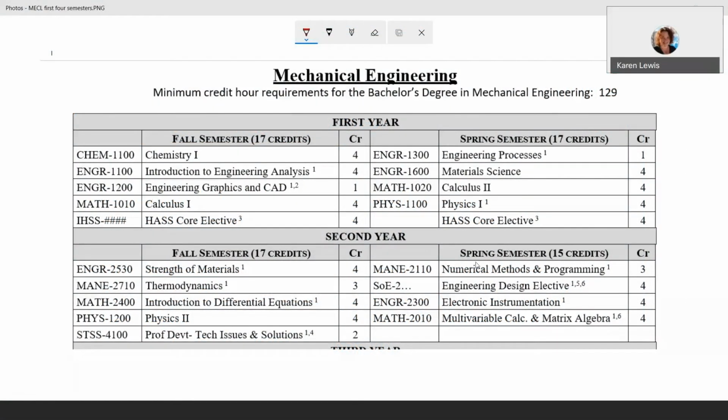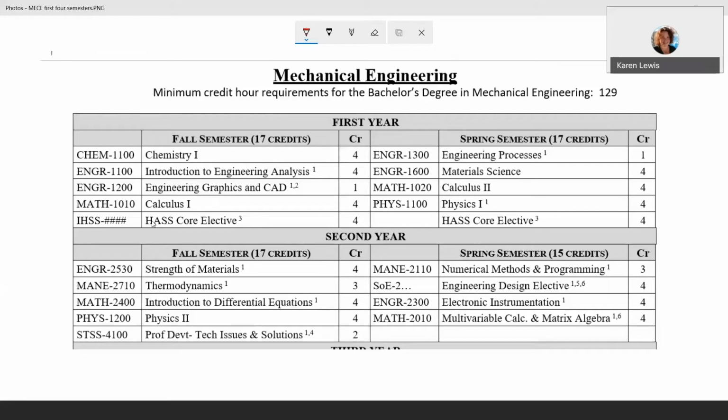Okay, so now it's time to take a deeper look at your mechanical engineering template to determine what classes you should take this fall. So let's start by jumping right into the first semester. Within the first fall semester, you will find a science class, you'll find an engineering class, you'll find a 1 credit class, which is indicated right here. You're going to find a math class, and then you're going to find something called a Haas core elective.